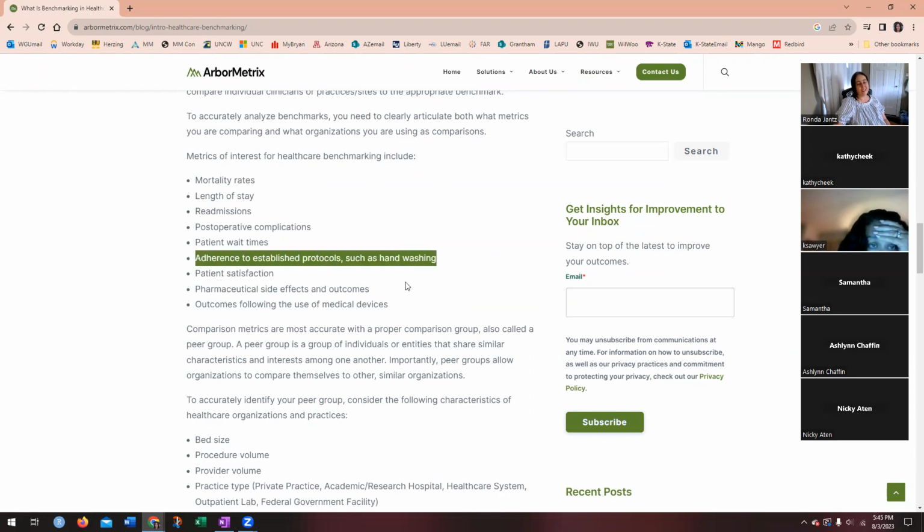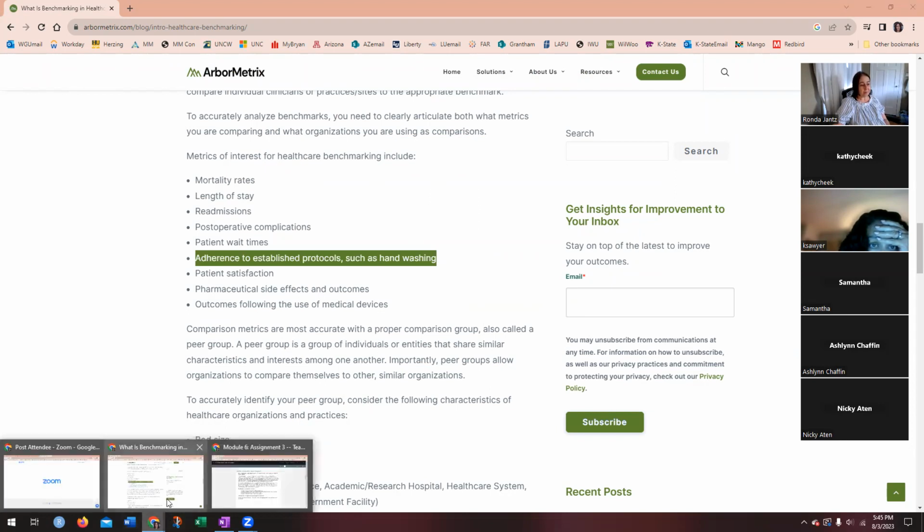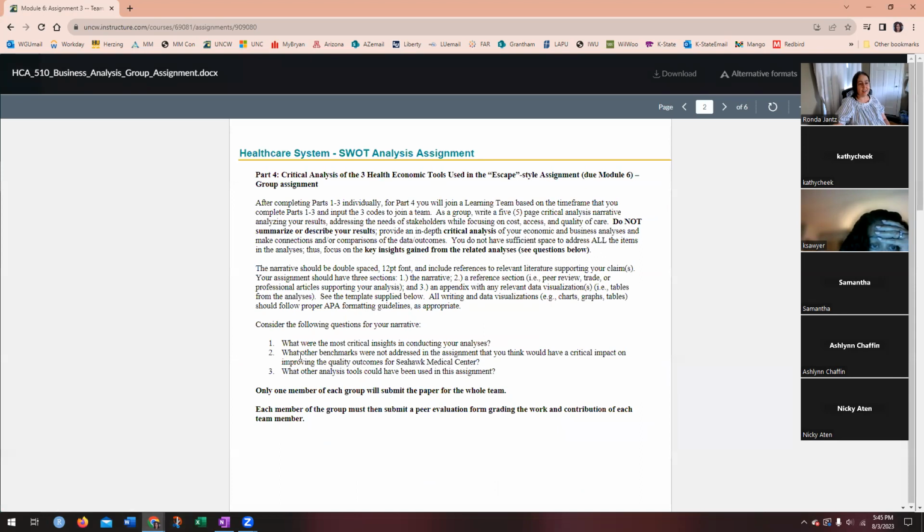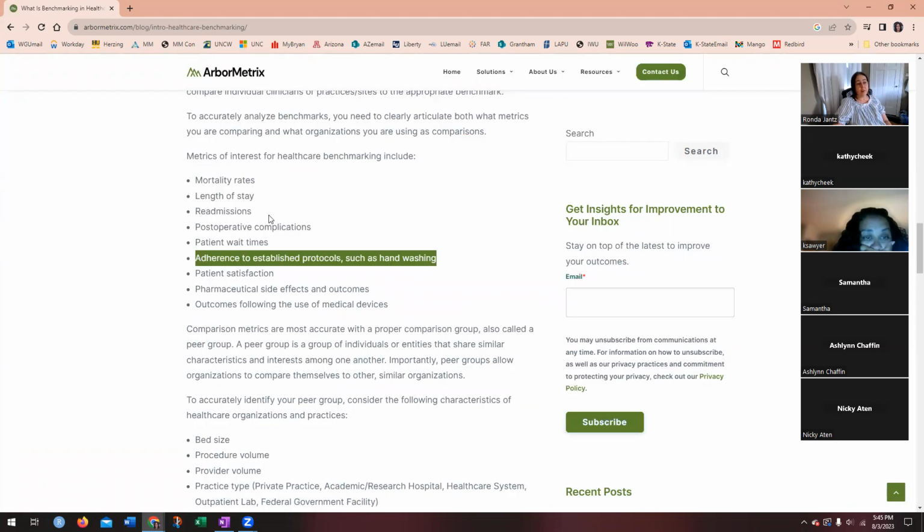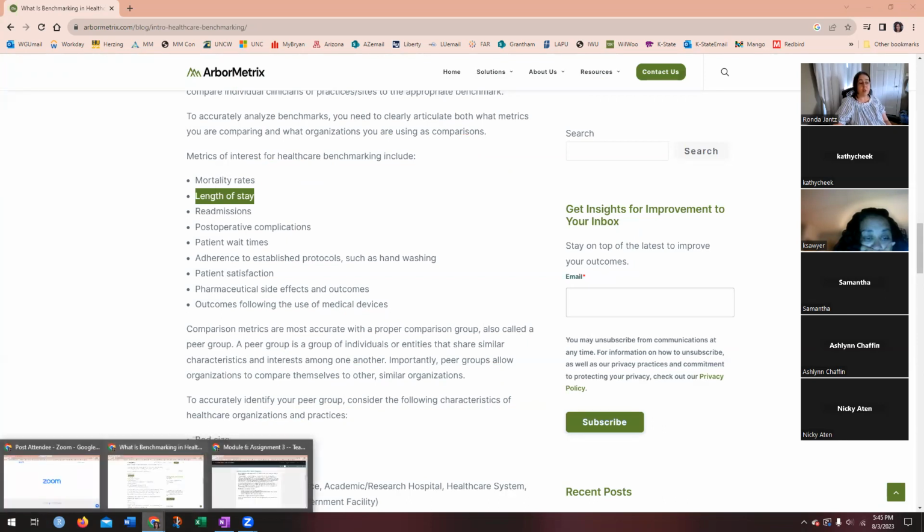Adhering to protocols such as hand washing, which is kind of exactly what we did. So let's go back to the assignment. Those would be some benchmarks that you think maybe they should look at if they're having issues with mental health. Maybe think about those readmits or the length of stay, or potential suicide rates, something like that. Those would all be good things that you may want to consider.